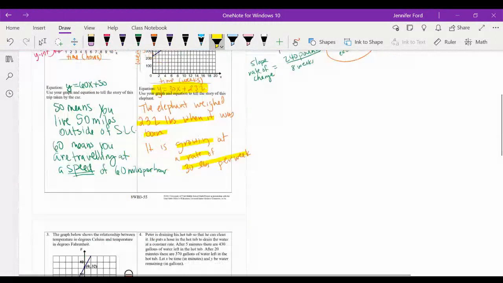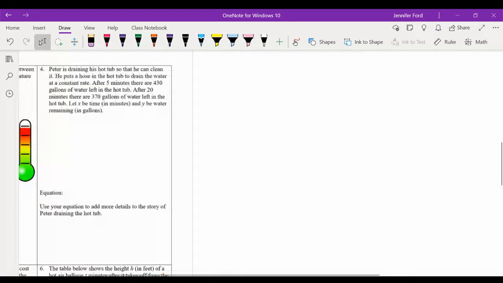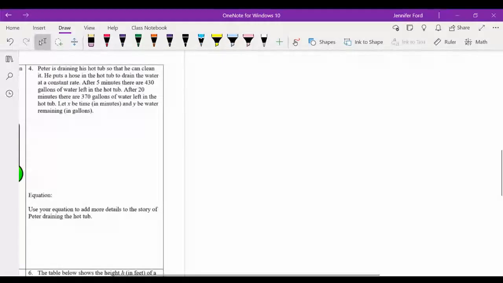So that was question 2. Question 4. Peter is draining his hot tub so he can clean it. He puts a hose in the hot tub to drain the water at a constant rate. After 5 minutes, there are 430 gallons of water left in the tub. After 20 minutes, there are 370 gallons of water left in the tub. X is time in minutes, and Y is the remaining water in gallons.